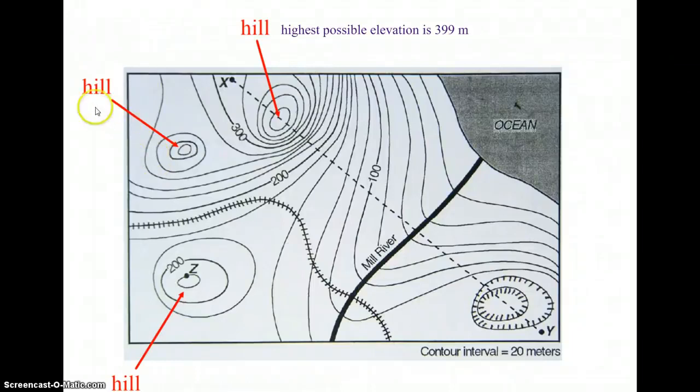If we take a look at this hill, we could figure out the same thing down here. In this case, here's 200. The circle where letter Z is, that's 220. The next line would be 240, so the elevation can't be that high. It's got to be underneath that. So the highest would be 239.